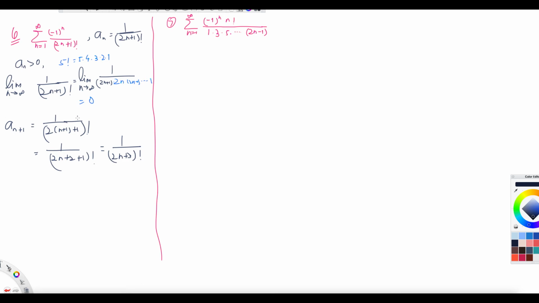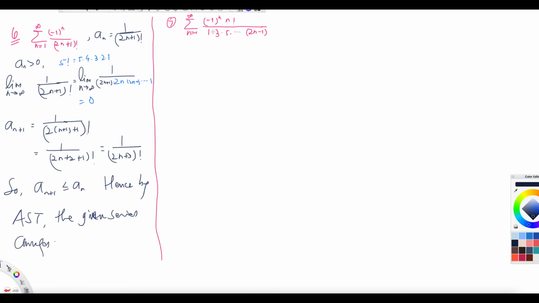Now, which one is bigger? What do you think? Is 1 over (2n+1) factorial bigger, or 1 over (2n+3) factorial bigger? You see that the denominator of a_{n+1} is bigger than the denominator of a_n. So basically a_n is bigger, right? So you can write a_{n+1} is less than or equal to a_n. Hence, by the alternating series test, the given series converges.